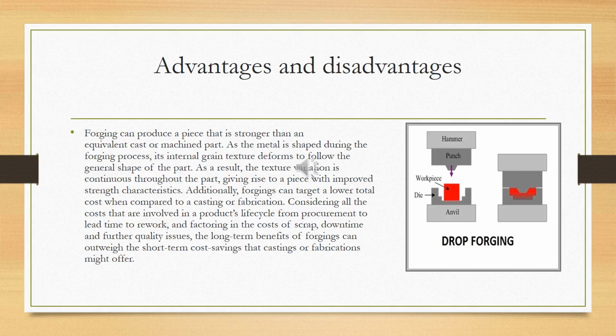Advantages and disadvantages. Forging can produce a piece that is stronger than an equivalent cast or machined part. As the metal is shaped during the forging process, its internal grain texture deforms to follow the general shape of the part. As a result, the texture variation is continuous throughout the part, giving rise to a piece with improved strength characteristics. Additionally, forgings can target a lower total cost when compared to a casting or fabrication, considering all the costs that are involved in a product's life cycle, from procurement to lead time to rework.